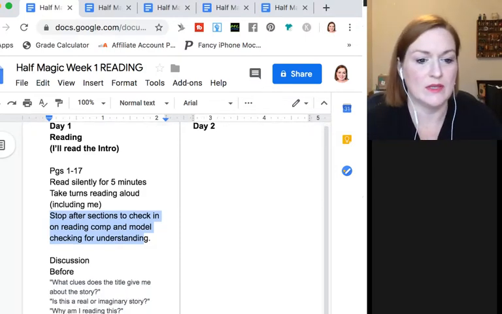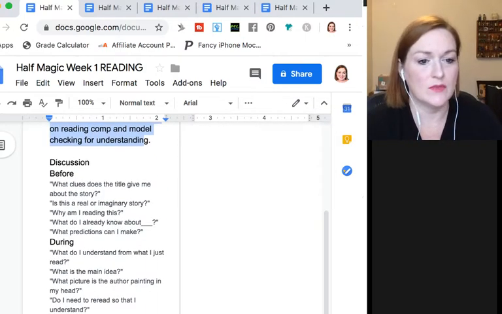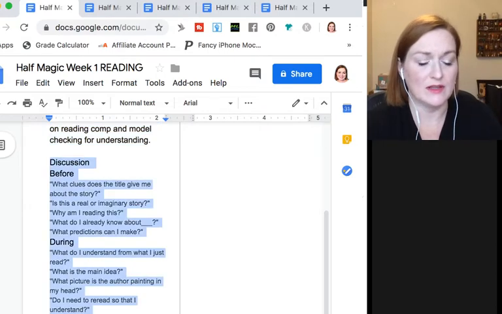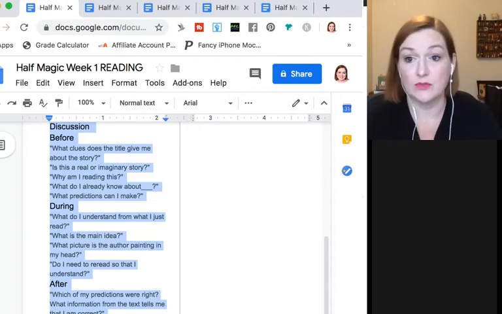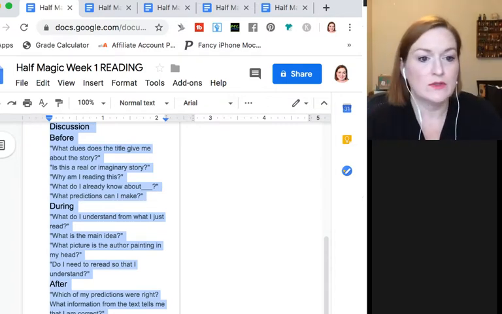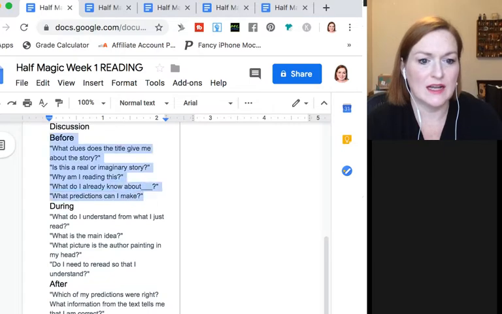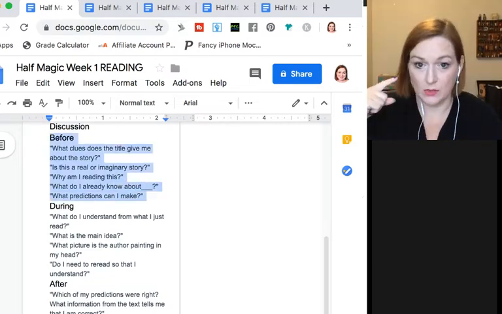Also, I just grabbed these discussion questions. This is something I do when I read aloud to my kids. I do this when we have books that we read together, where we have discussion questions before, during, and after, so that you get an idea of where their brains are before you start reading.